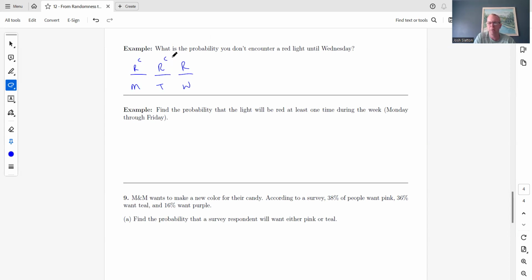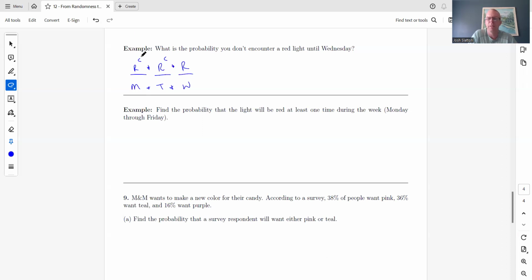So green or yellow, it doesn't matter which. We're just going to say not red. And so now what's the probability that you get a non-red on Monday and a non-red on Tuesday and a red on Wednesday? So these are ands, so Monday and Tuesday and Wednesday. So that'll be times and times. So probability on Monday times probability on Tuesday times the probability on Wednesday. This is a sequence of events, and there's one way for it to happen, and this is the one way.